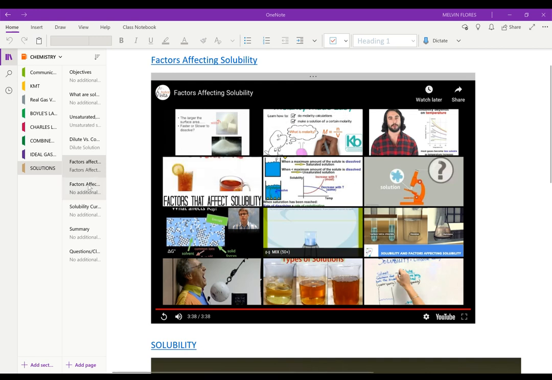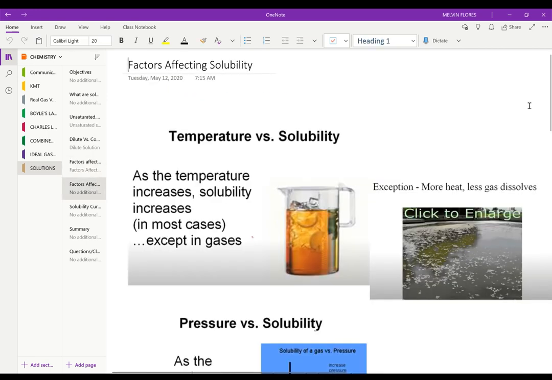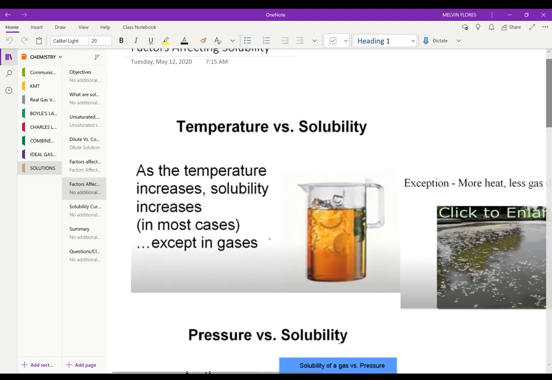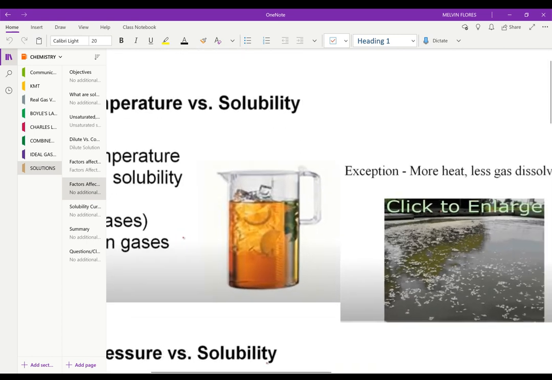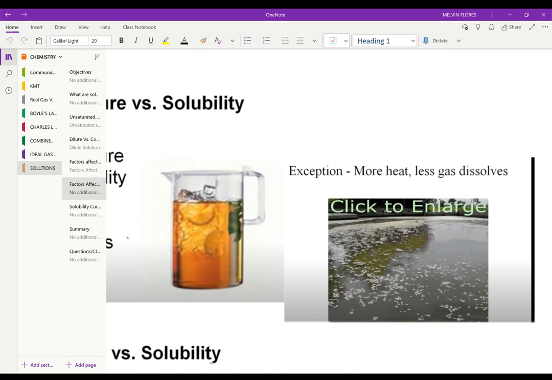So let's discuss once again those factors that affect solubility. As you can see, temperature affects the solubility of a certain solid, and of course a gas. If you increase the temperature, you increase the solubility of a solid in most cases, except for gases. Why? Because gases dissolve faster at lower temperature. As you can see here, the exception to the rule is the gas. More heat means less gas dissolves.